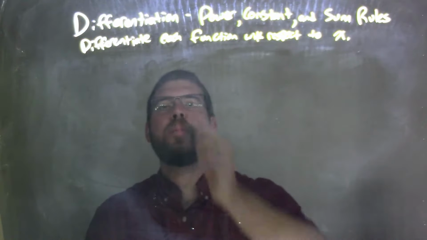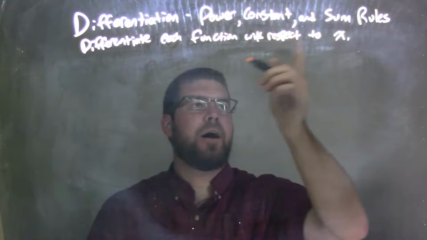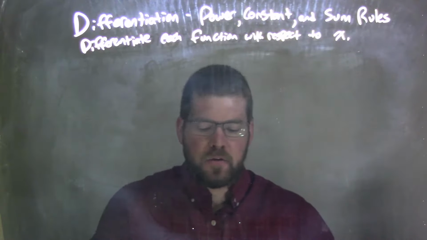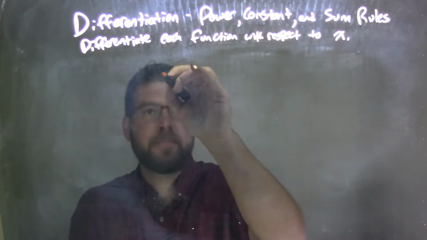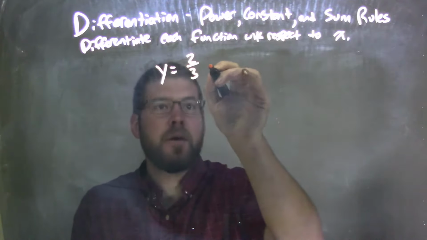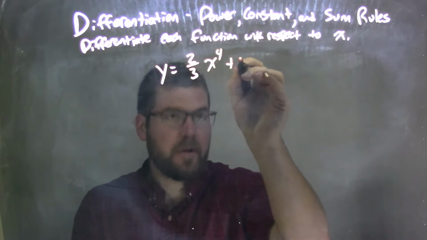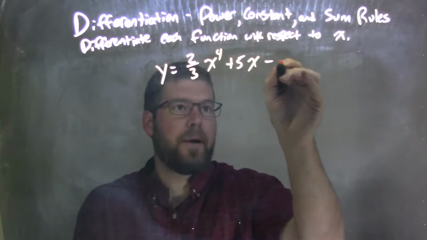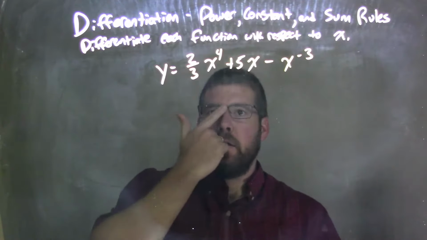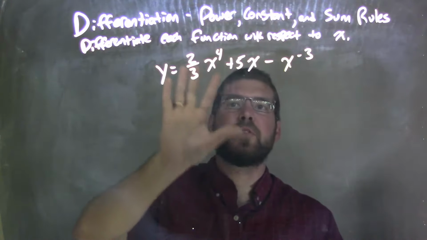And today we're going to learn about differentiation, and we're going to use the power, constant, and sum rules. We're going to differentiate each function with respect to x. So if I was given this function, y equals 2/3 x to the fourth plus 5x minus x to the negative 1/3. Okay? So this one, I'm really using the sum rule and the power rule.